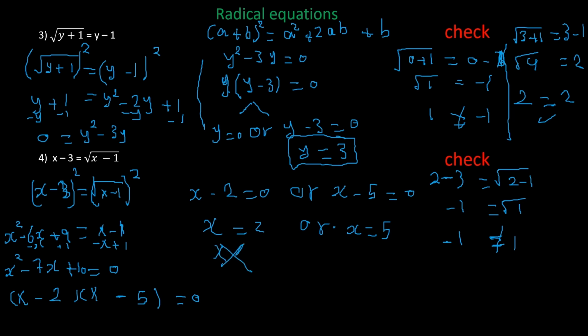So, let's try x equals 5. 5 minus 3 equals the square root of 5 minus 1, which is the square root of 4, which is 2. And on the other side, 5 minus 3 equals 2. So 2 equals 2. Then the only solution is x equals 5.